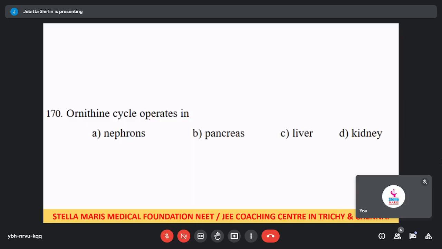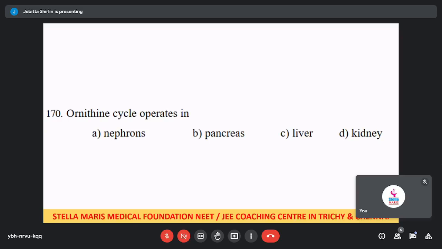Ornithine cycle operates in. What is this ornithine cycle? It is the urea cycle, children. It is the cycle where urea is produced and sent out of the body along with urine. So ornithine cycle, where does it occur? What is the site of this ornithine cycle?